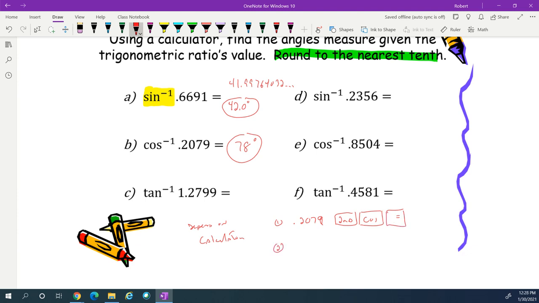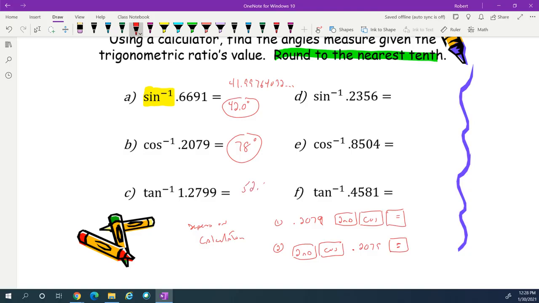Other calculators will require you to hit second, cosine, then 0.2079, and then the equals button. But those are the two most common ways. So let's keep going, make sure that we can all use our calculator. For the inverse tangent for question C, we get an angle of 52 degrees.